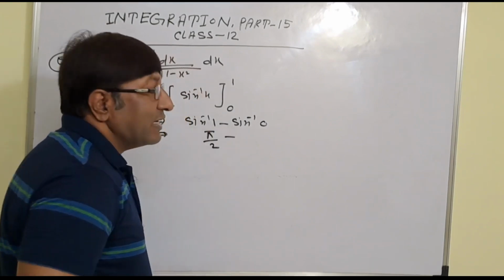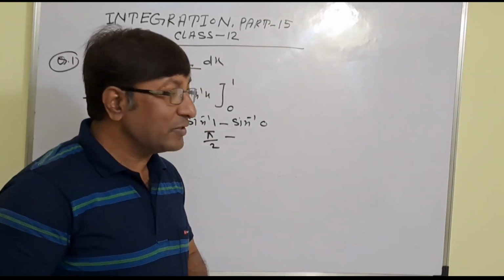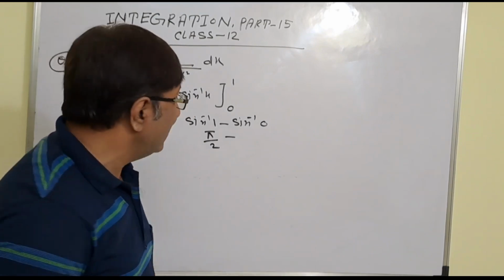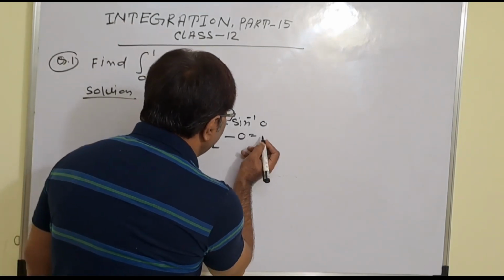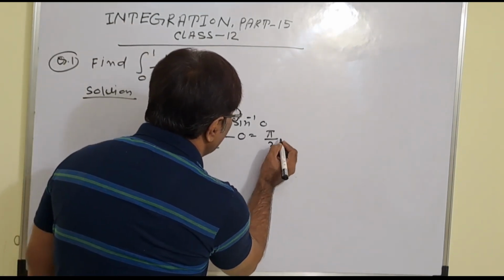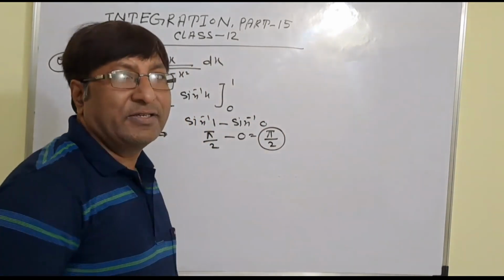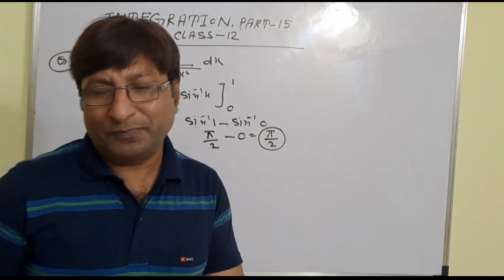And you know sine 0 is 0. So sine inverse 0 is 0. So pi by 2 minus 0 is pi by 2. So our correct answer is pi by 2.